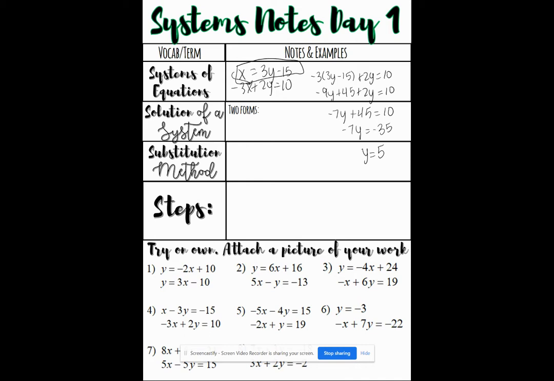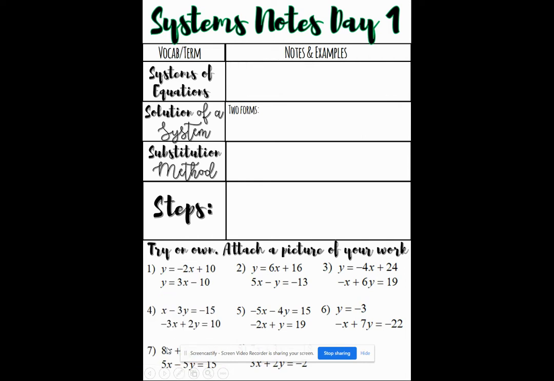So if I plug in 5, I get x minus 15 equals -15. Add -15 on both sides, so add positive 15, and we get x is 0. So my answer for 4 will be 0, 5. Okay, let me clear this off.